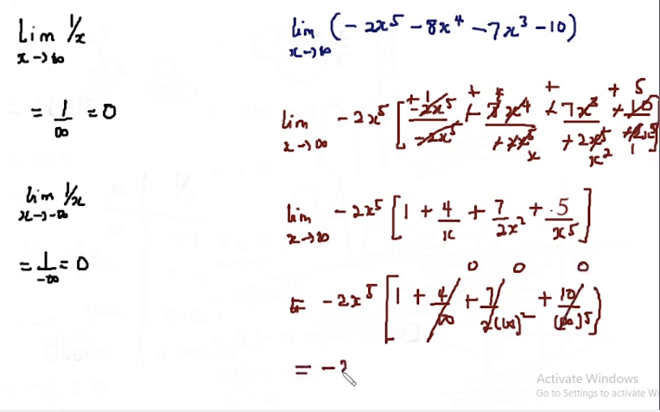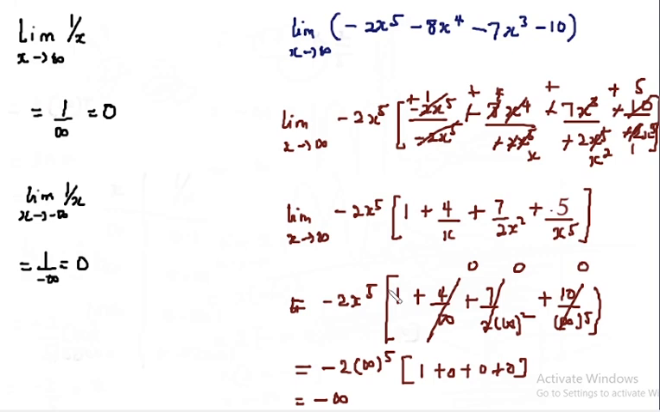So that here I have minus 2. Remember, I'm supposed to plug in the infinity sign for x to the power of 5. And then this is 1 plus 0 plus 0 plus 0. From here, I know that infinity to the power of 5 is still infinity, times minus 2, which is minus infinity. So minus infinity times 1 is still minus infinity.